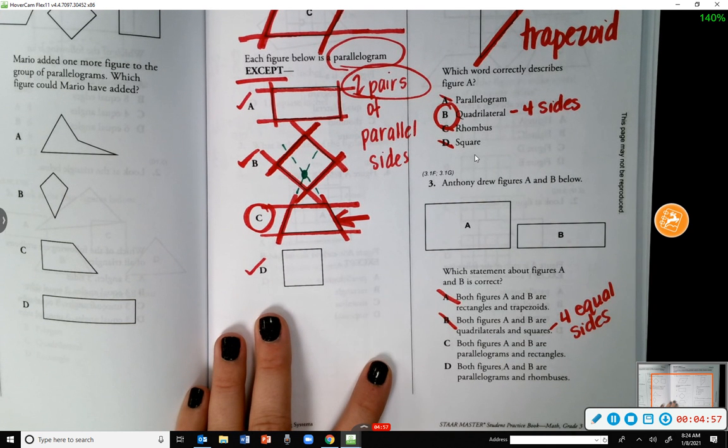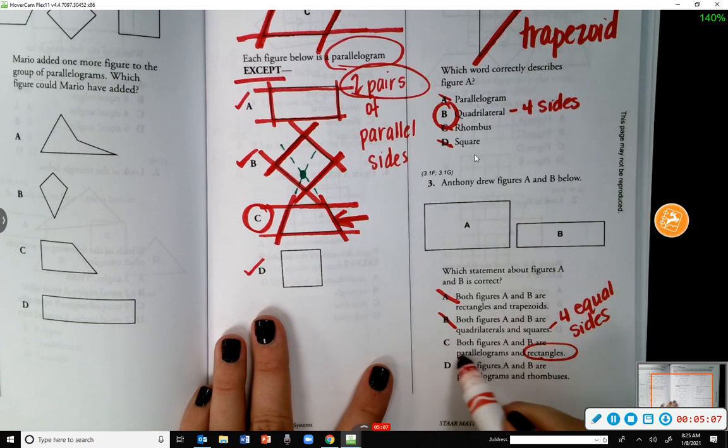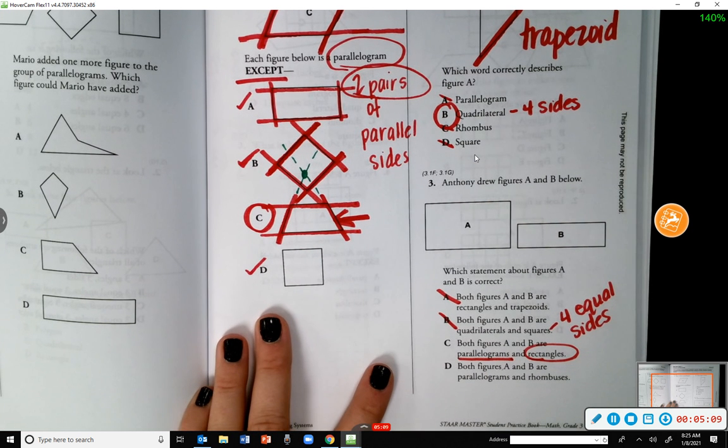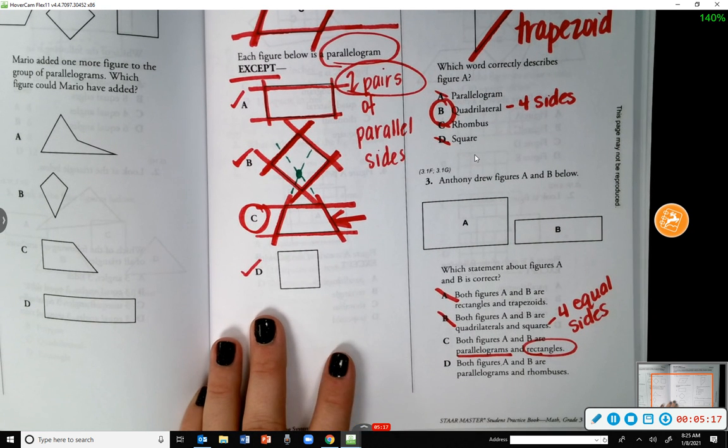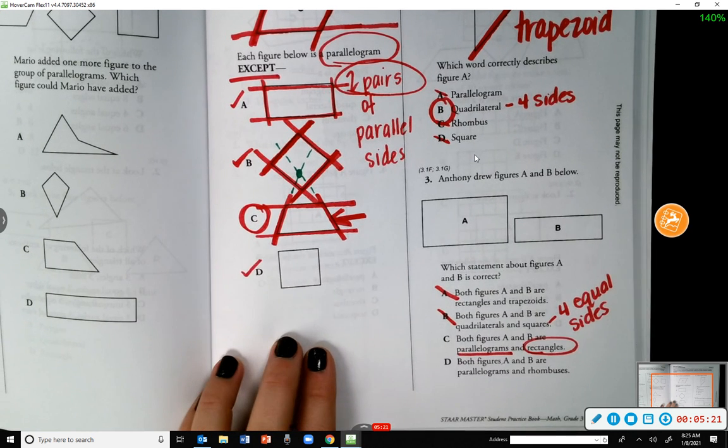Both figures A and B are parallelograms and rectangles? Yes. We'll definitely know they're rectangles, right? To be a parallelogram, what do they have to have? They have sides. That's a quadrilateral. No, they have to be parallel. Not slanted. They can't touch. They can't cross each other.